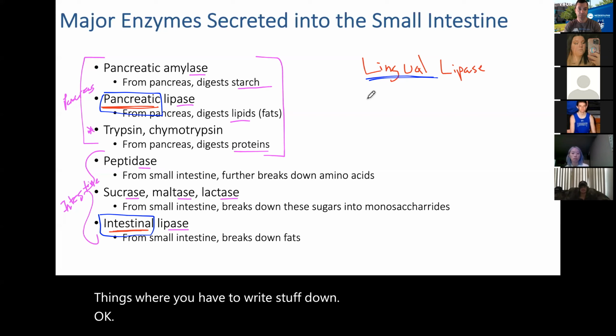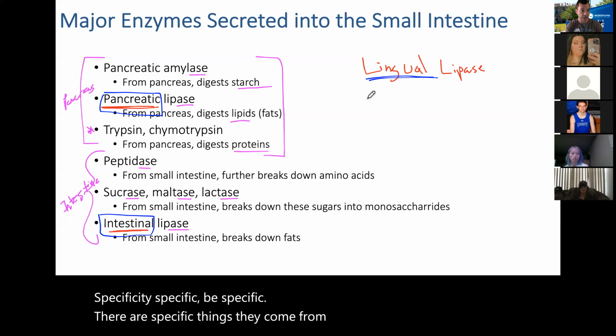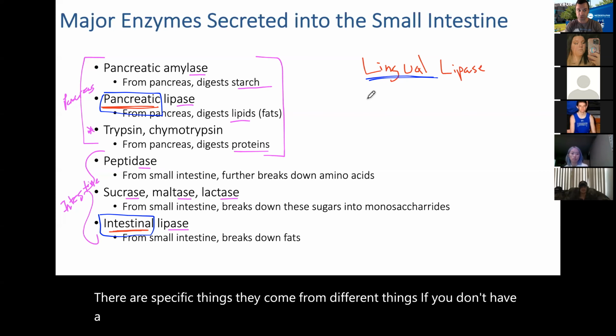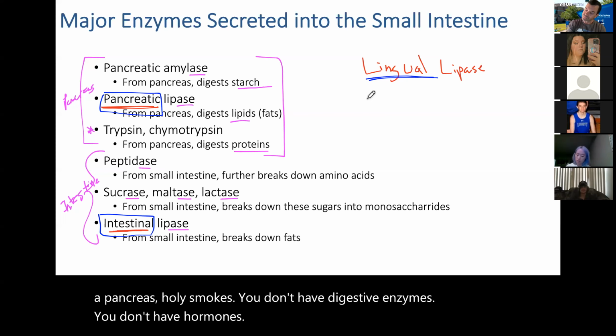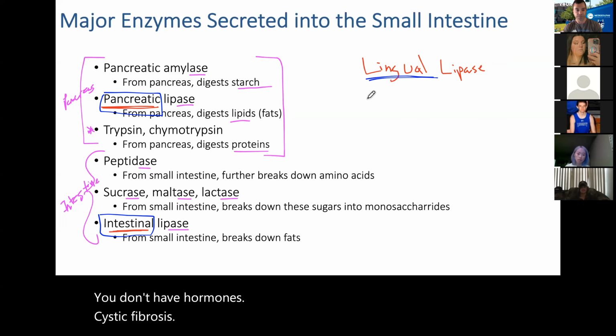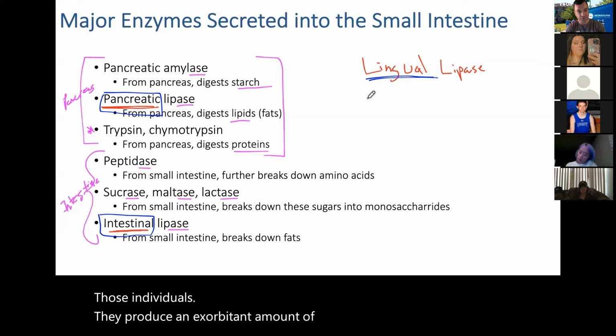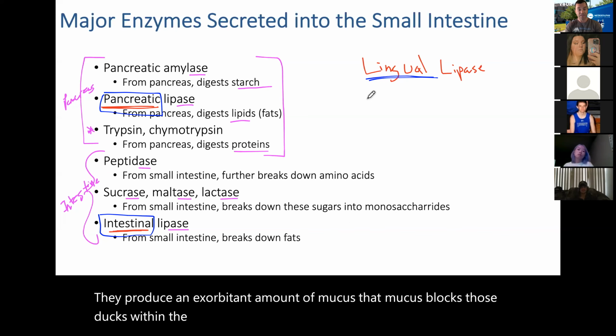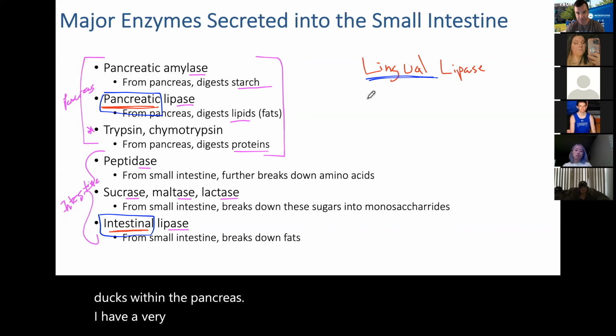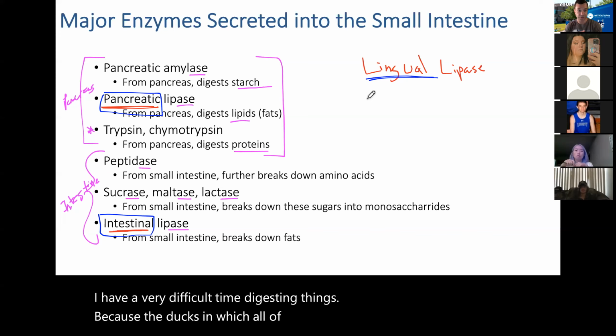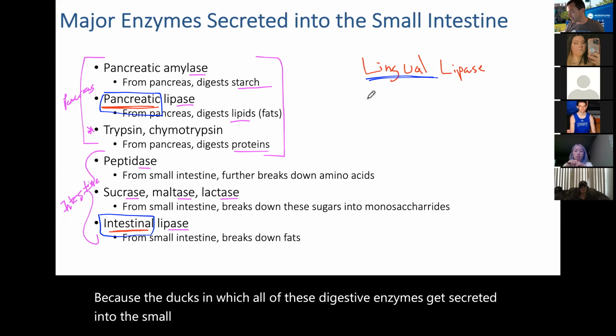Be specific. They're specific things. They come from different things. If you don't have a pancreas, holy smokes, you don't have digestive enzymes. You don't have hormones. Cystic fibrosis, those individuals produce an exorbitant amount of mucus. That mucus blocks those ducts within the pancreas, and they have a very difficult time digesting things, because the ducts through which all of these digestive enzymes get secreted into the small intestine cannot function.